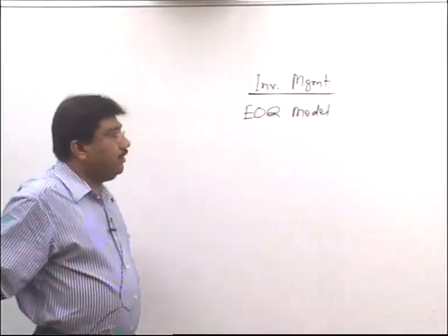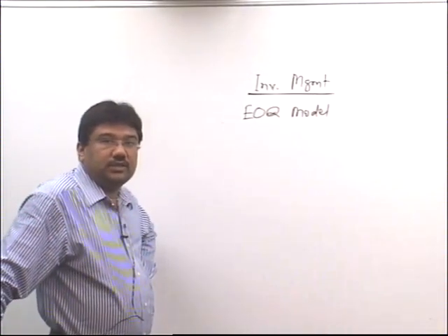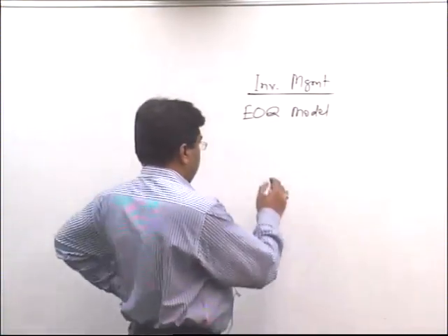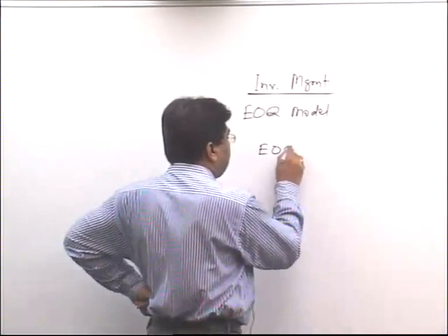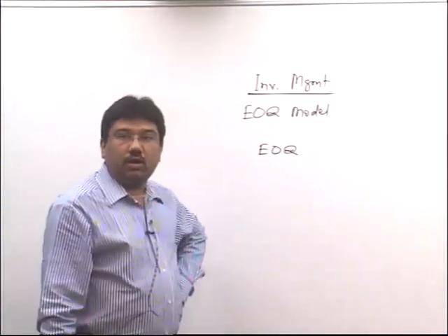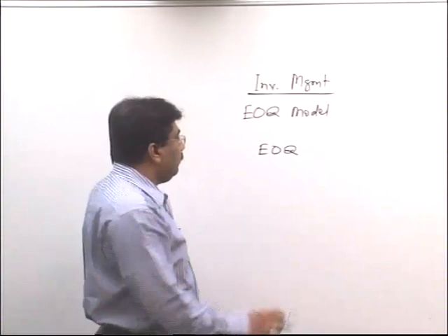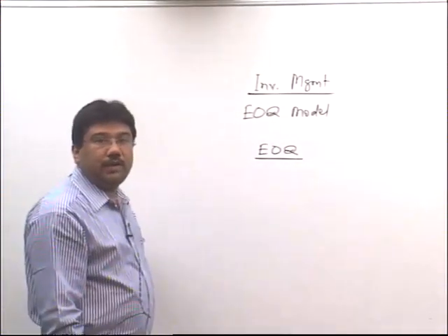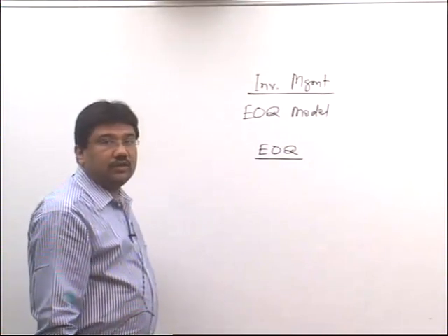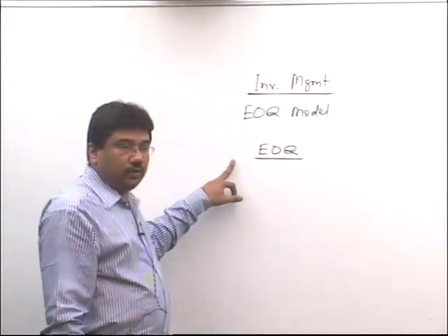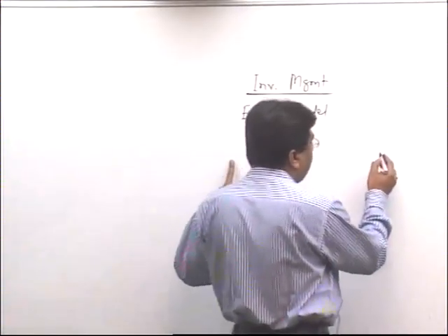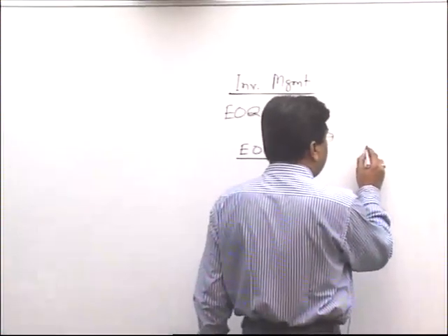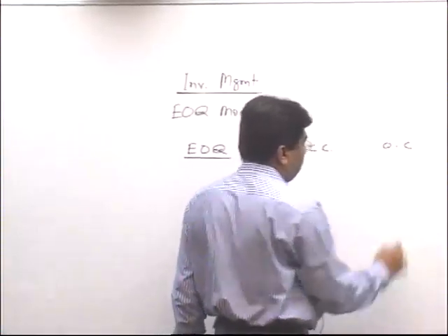The EOQ model of inventory management says that while purchasing stock or inventory in one order, you should order that many units which is equal to your EOQ, meaning economic order quantity. So in one order, you should place an order for that many units which is equal to your EOQ. And this economic order quantity is affected by two types of cost, that is inventory carrying cost and ordering cost.